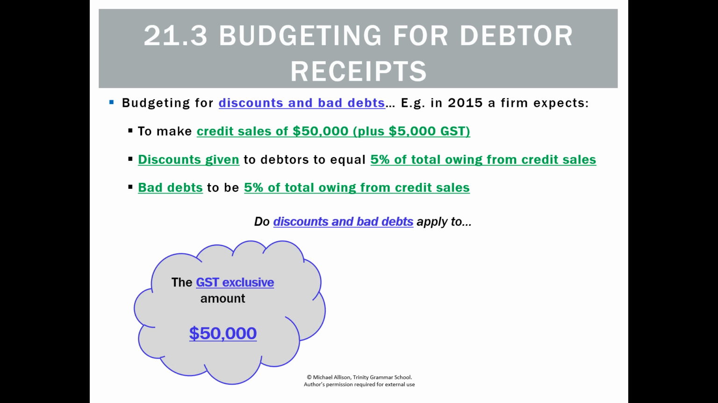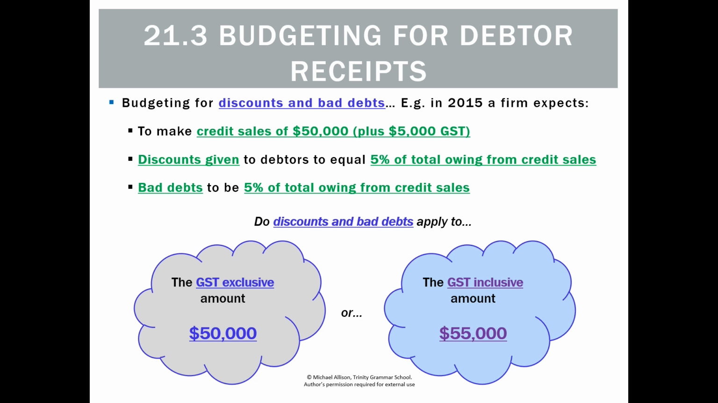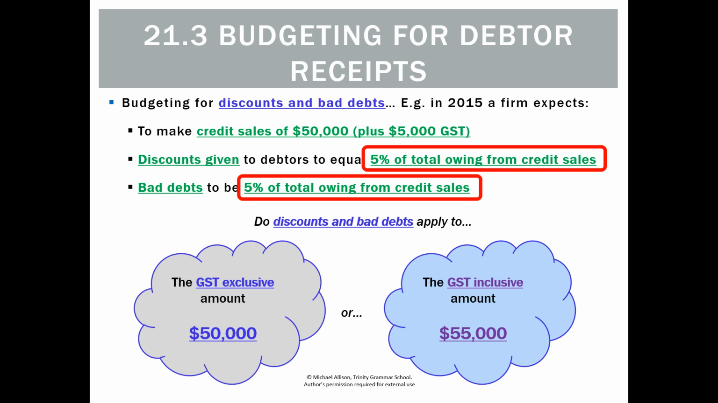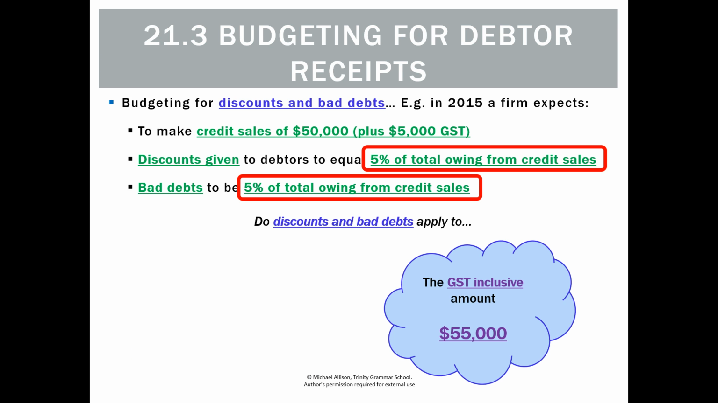So, do the discounts and bad debts apply to the GST exclusive amount of $50,000 or the GST inclusive amount of $55,000? And it all depends on the question. There's no rule here. You just have to read it very carefully. In this case, it says that both discounts and bad debts will be 5% of the total owing from credit sales. So based on that, we would take the GST inclusive amount because that is the total amount owing.